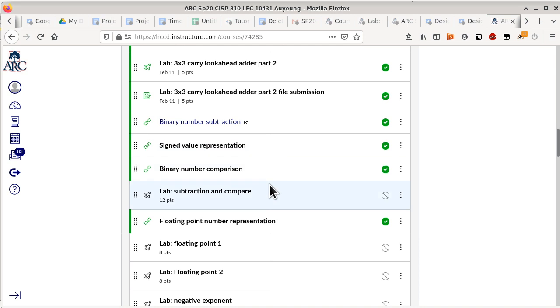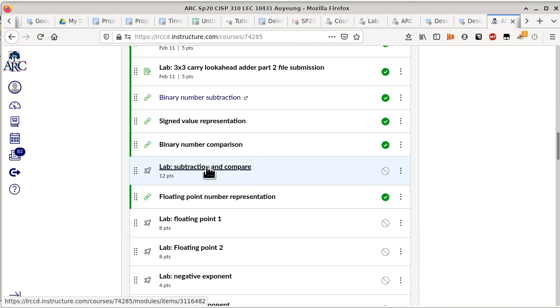And then for the lab tonight, we will be starting with subtraction and compare. It's going to have a due date of next Thursday, so you have 1 week to work on it. It's going to coincide with some of the discussions of comparison. But the negation part, or signed value subtraction part, we already know.